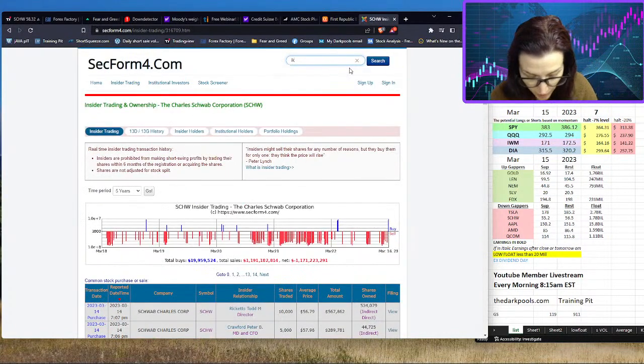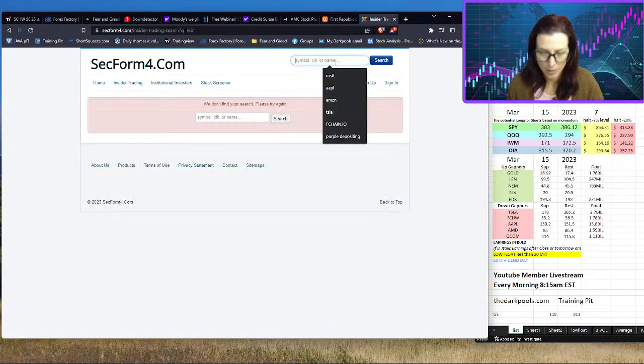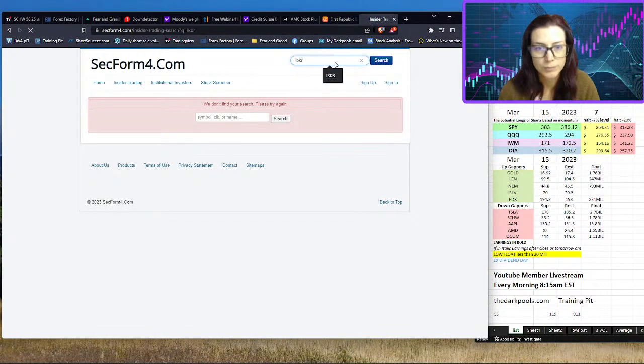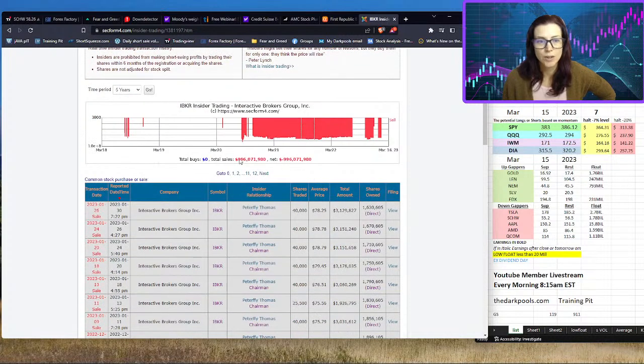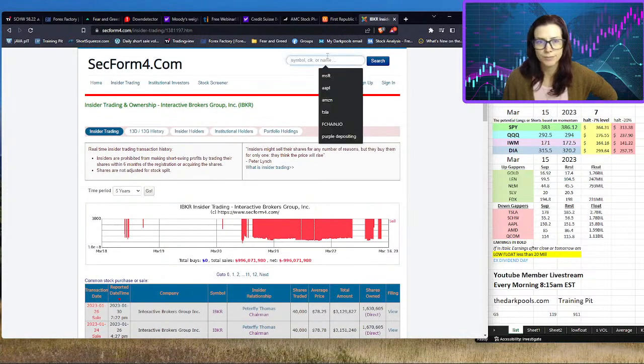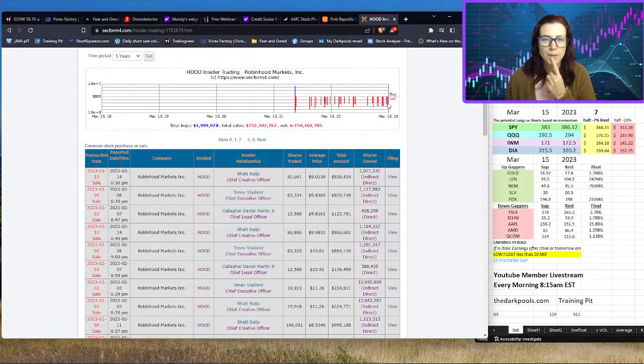Have you seen Interactive Brokers? Look at what happened here. IBKR. Oh my goodness, look at all this selling, to the tune of 996 million of selling. Things that make you go, hmm. How about Hood? Oh yeah, look, they've been selling. It does look like it's planned selling. It looks like it's conveniently timed, but March 10th, the chief creative officer was selling. He tends to sell though, about the same amount.